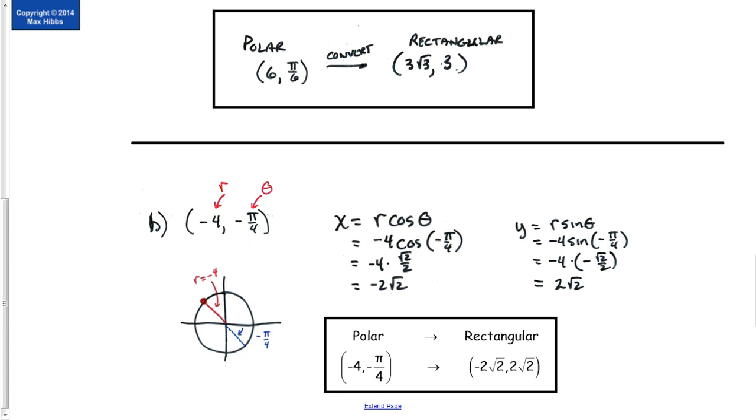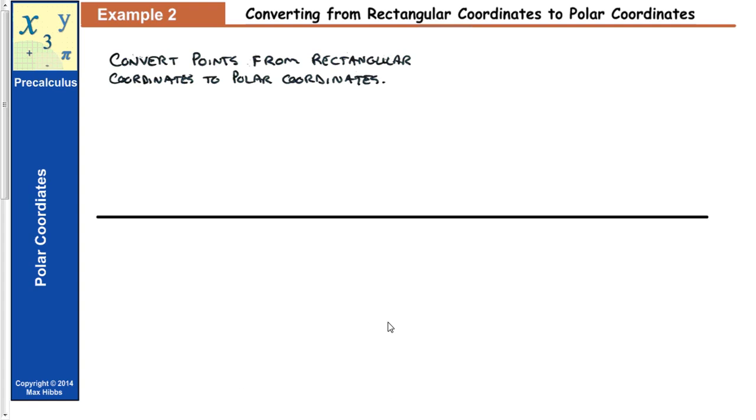Well, on the next page, we've been going polar to rectangular, we're going to go rectangular to polar. So as you can see here, we're converting points from rectangular coordinates to polar coordinates.